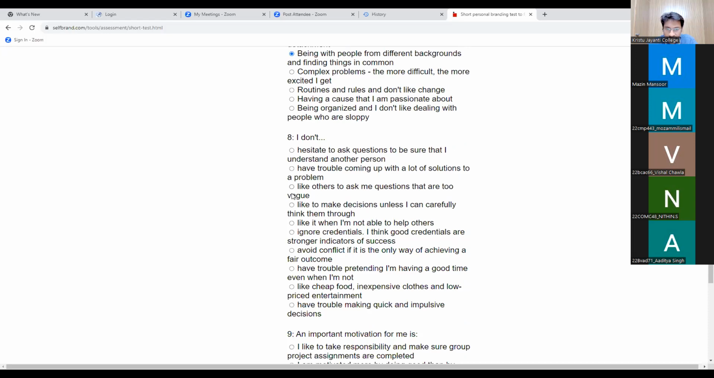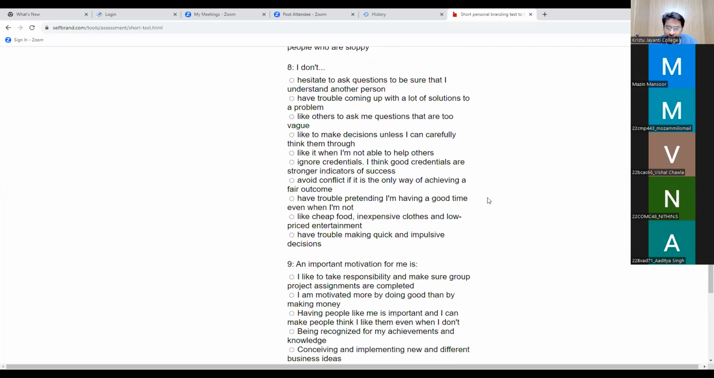Next one, eighth, I don't hesitate to ask questions to be sure that I understand the other person. I have trouble coming up with a lot of solutions for a problem, like others to ask me questions that are too vague, like to make decisions unless I can carefully think them through, like it when I'm not able to help others, ignore credentials, avoid conflict, have trouble pretending that I have a good time even when I'm not, like cheap food, inexpensive clothes, and low priced entertainment, have trouble making quick and impulsive decisions. What do you not? You can choose any one of the choices.